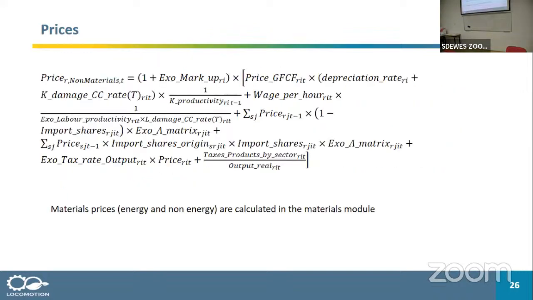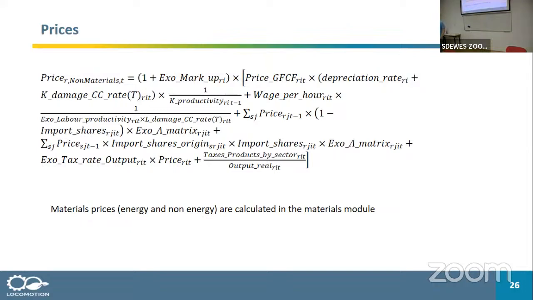Okay, so this is the equation. You have the price of non-materials sectors. It's a markup over all the costs, and in the costs you have the cost of capital, that includes the damage cost, that is what we were discussing before. You have also the cost of labor, the cost of domestic intermediates, the cost of foreign intermediates, and the taxes. And that's it. Is the markup also sector specific?